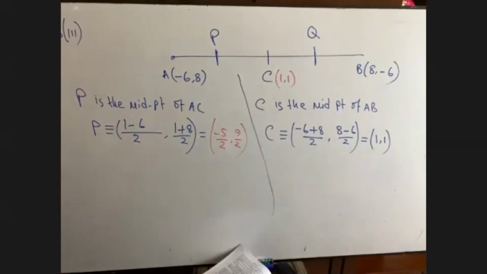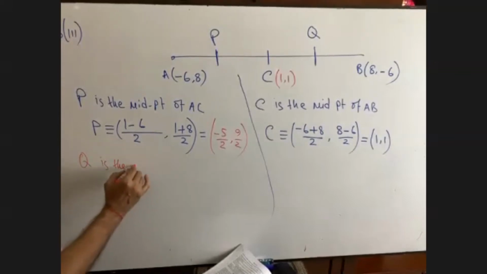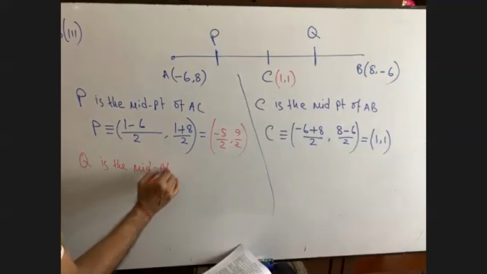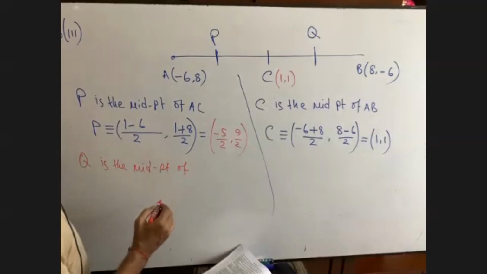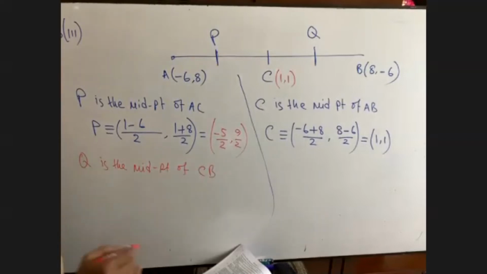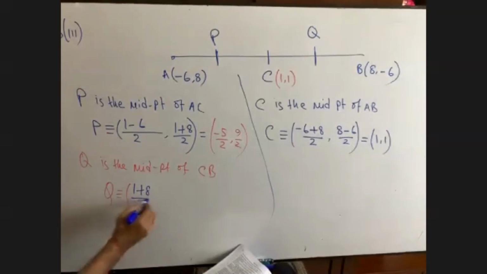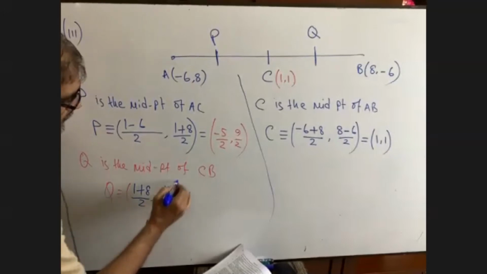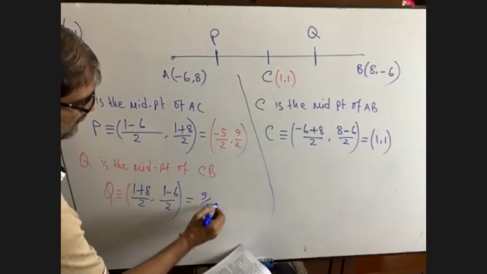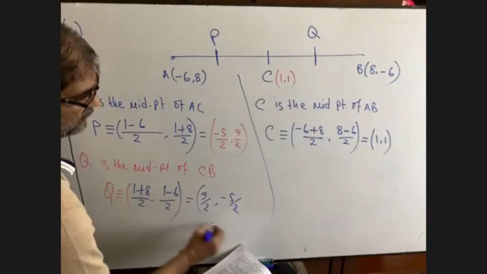Can you please let me know what about Q? Q is the midpoint of C and B. So Q can be written as 1 plus 8 by 2 and 1 minus 6 by 2, which is equal to 9 by 2, comma minus 5 by 2. So our math is done.